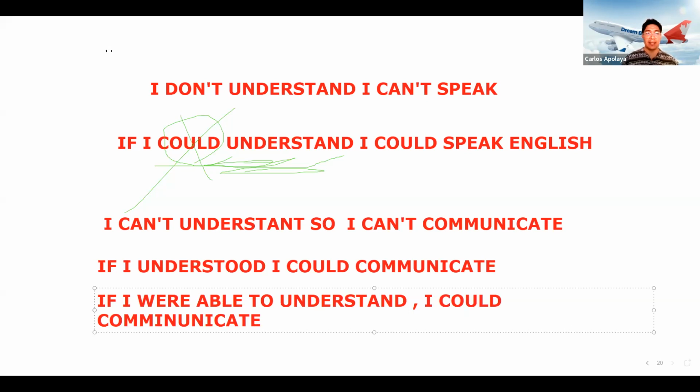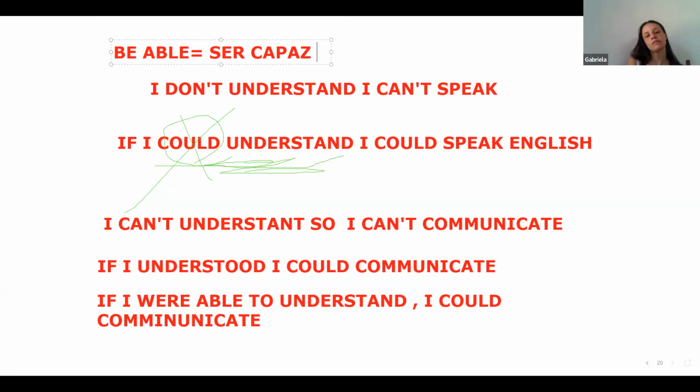El be able es ser capaz de. If you were able to understand. ¿Quién habla así? La policía. La policía, Gaby, ellos utilizan el if you're able to drive under alcohol or under drugs, whatever. You see? The cop, los policías. Did you understand? Sí, pero me parece complicado.